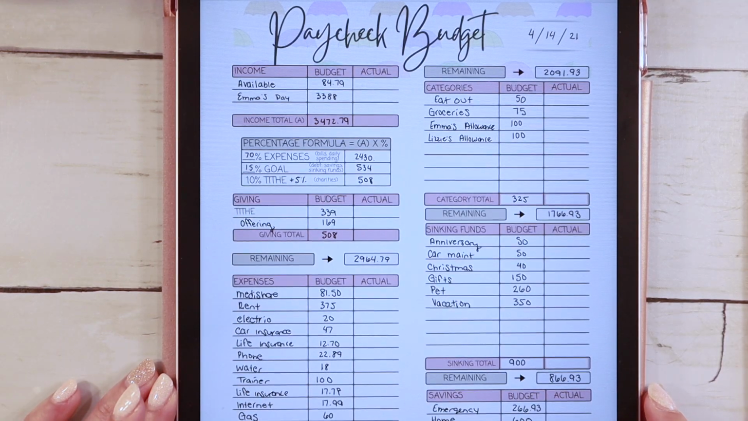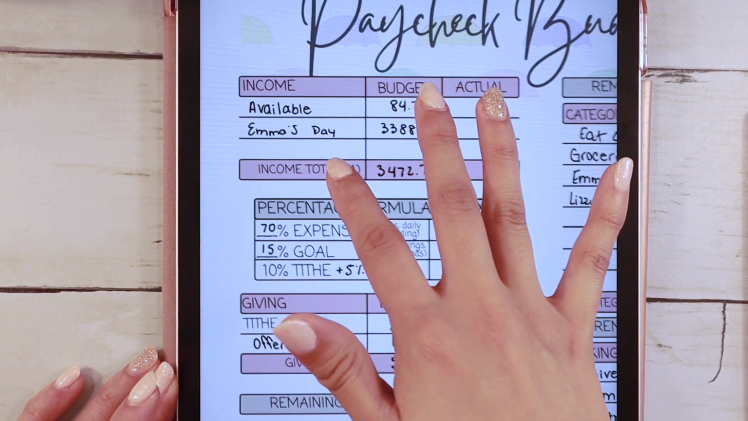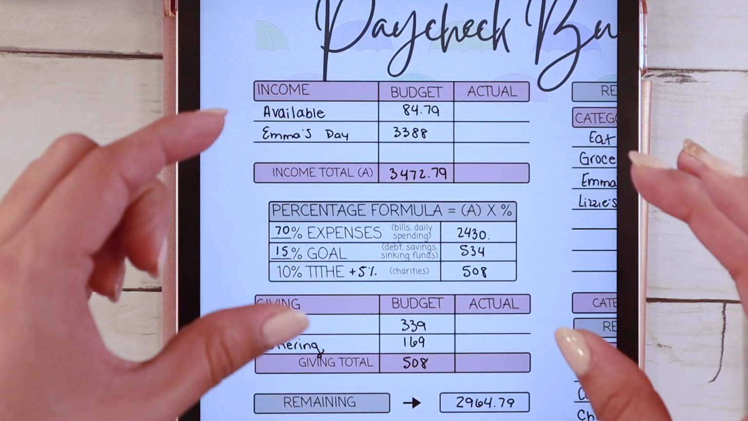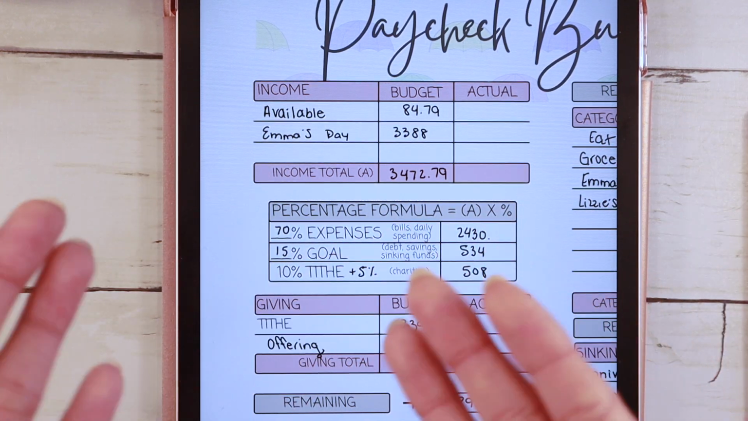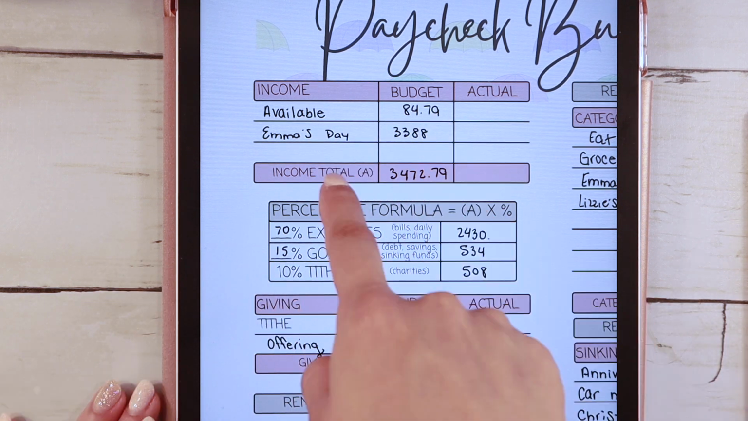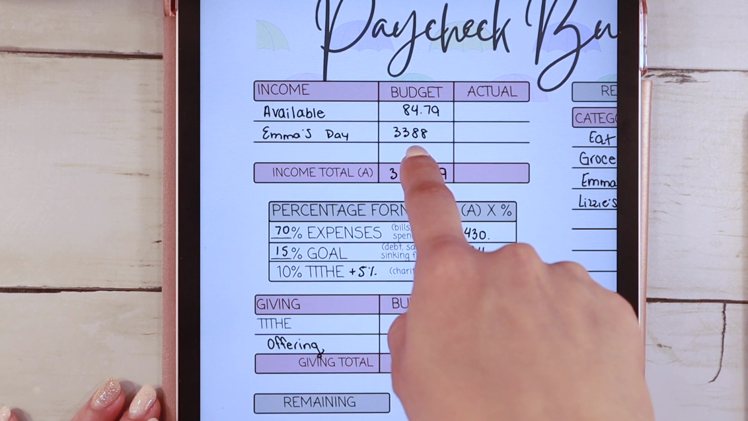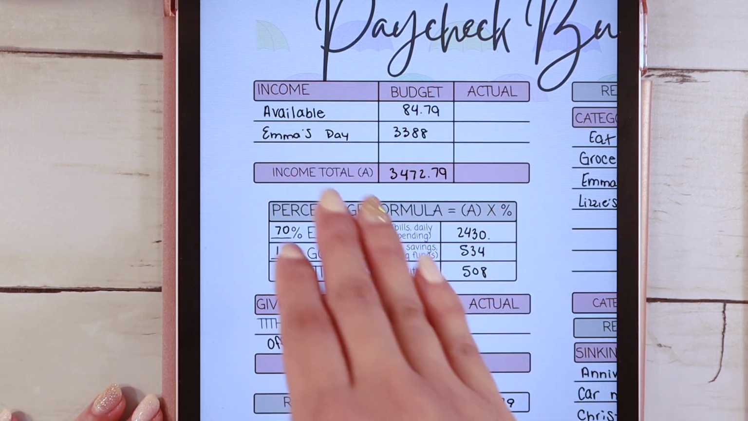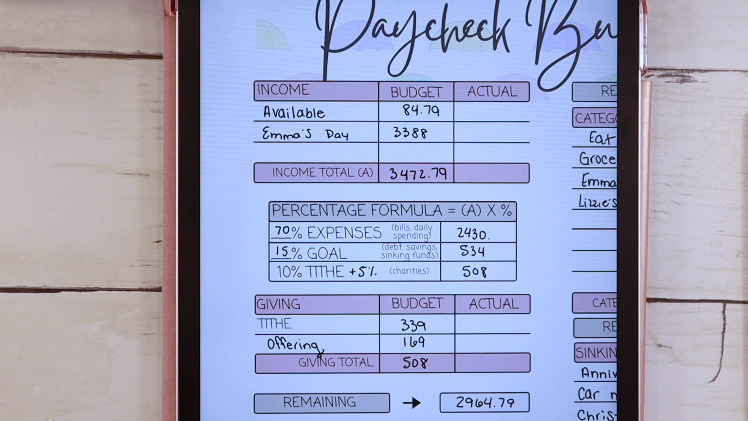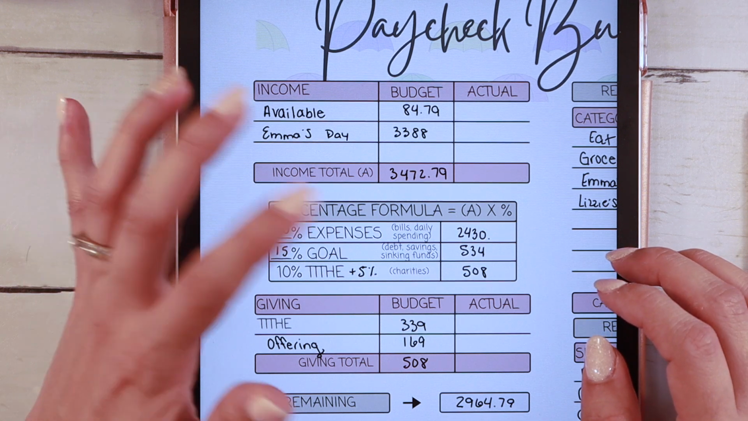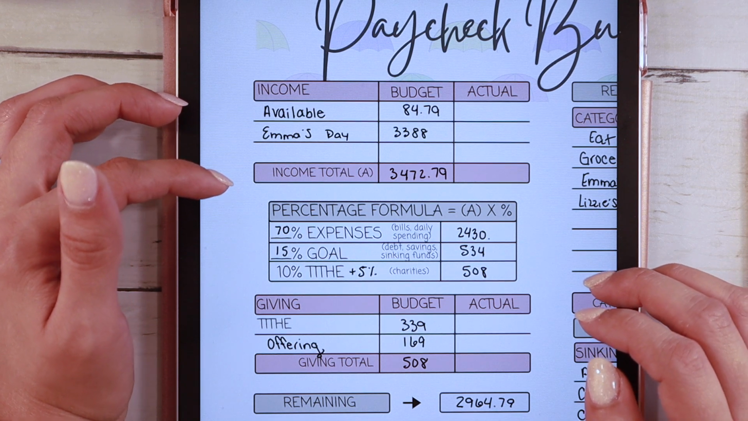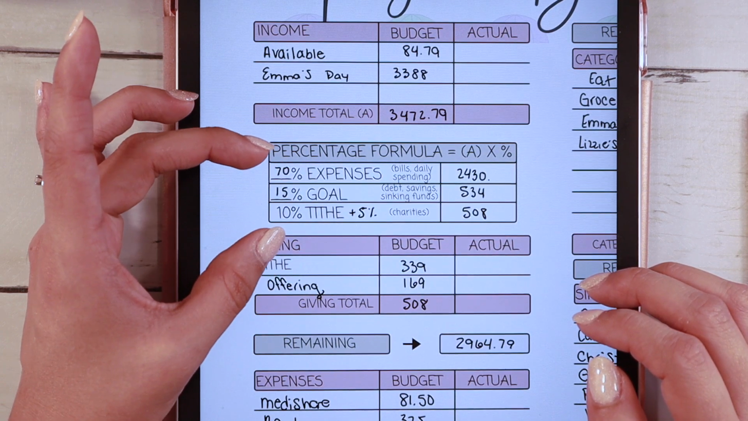So this is my current paycheck budget, and what I did at the top, we break down our paycheck budget into certain sections. The first one obviously is your income, and what I did here, I wrote in what our available balance was in our bank account, and then I added in my husband's pay that he received, and everything that we received. This is based on what actually lands in our bank account. That's what we budget out for. So the total income for this paycheck breakdown is $3,472.79.